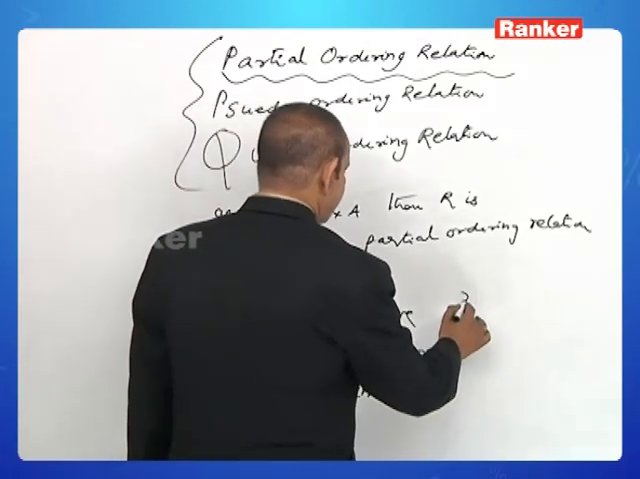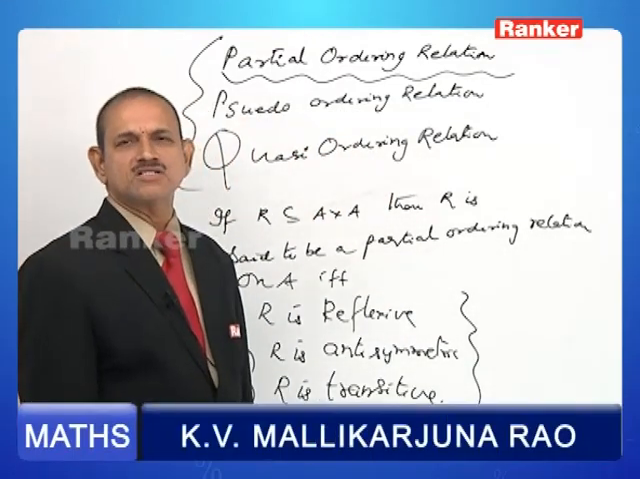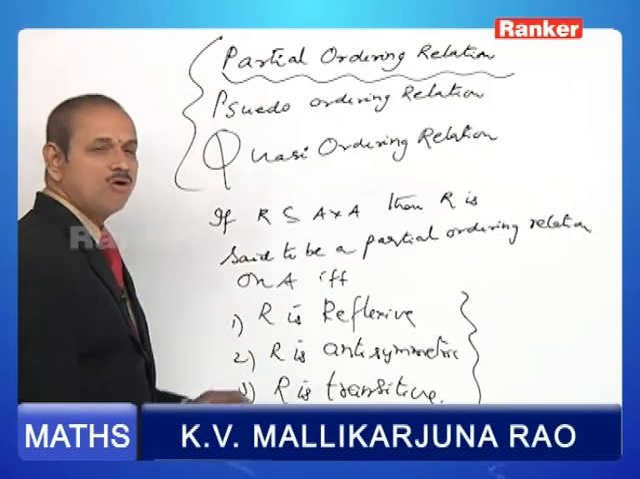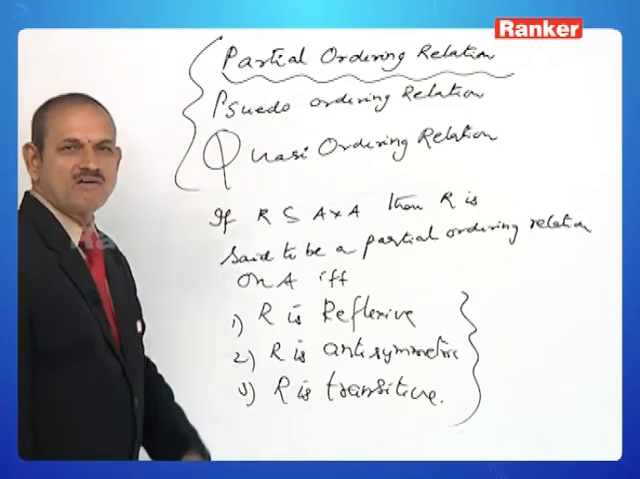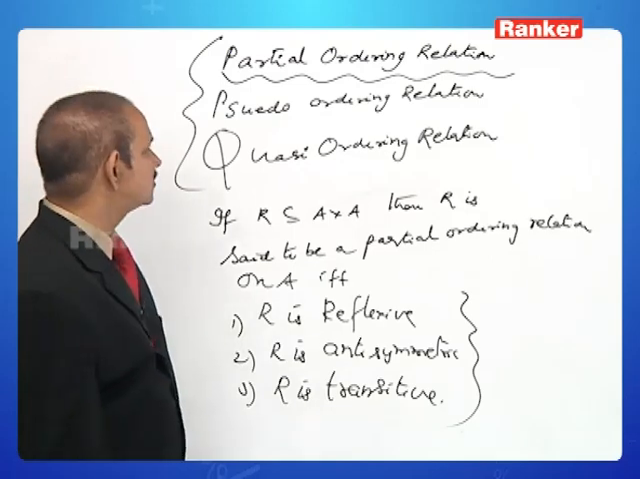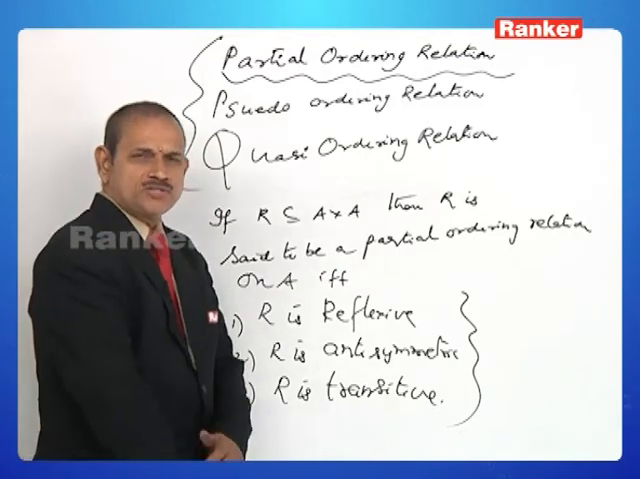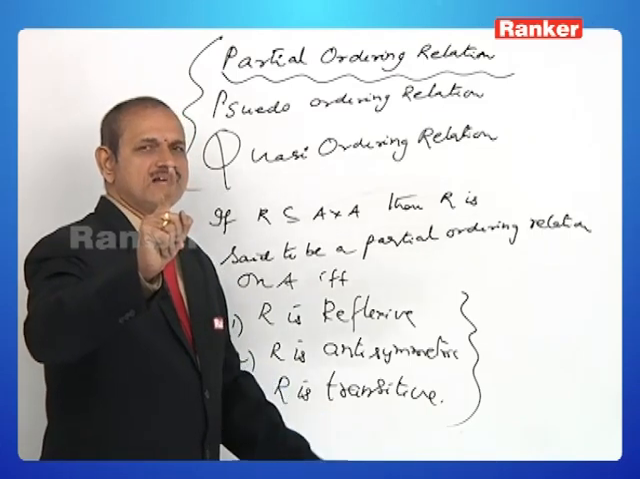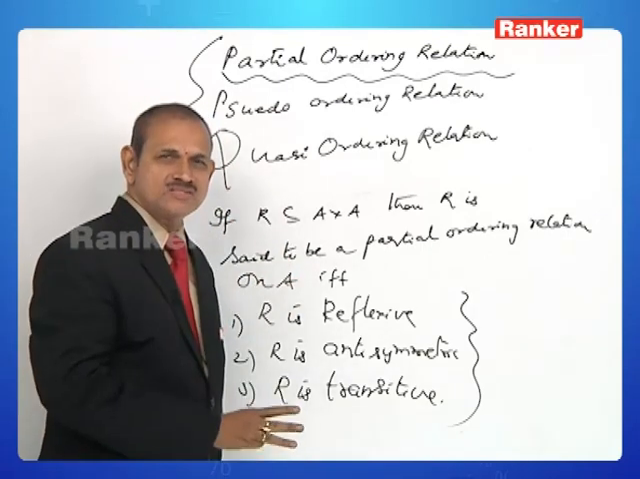If these three characters are exhibited by a relation, then that relation is said to be a partial ordering relation or a pseudo ordering relation. Here the P is silent. Don't read it as pseudo. Call it a quasi ordering relation, whatever name you like. Famously, it is read as partial ordering relation. It should have three characters: number one, it is reflexive; number two, it is antisymmetric; number three, it is transitive.